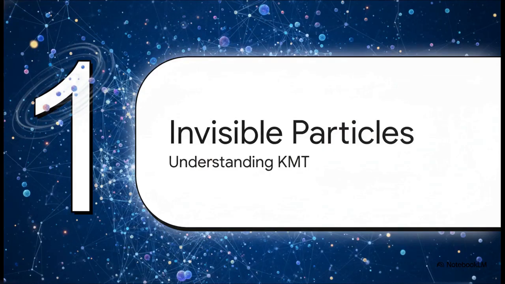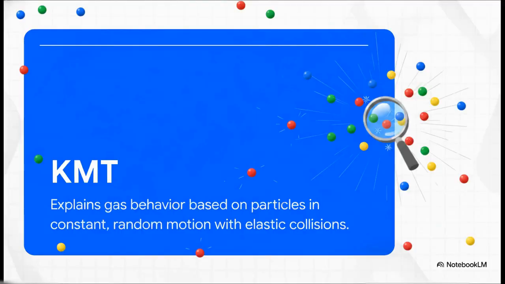Part 1. The Invisible World of Particles. Understanding KMT. So KMT, that stands for the kinetic molecular theory, and it basically says that gas particles are in this state of constant random motion. Imagine a room literally full of hyperactive bouncy balls that just never, ever stop. There are no intermolecular forces pulling them together, they just fly right past each other.